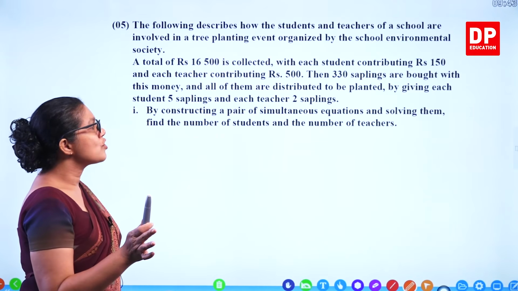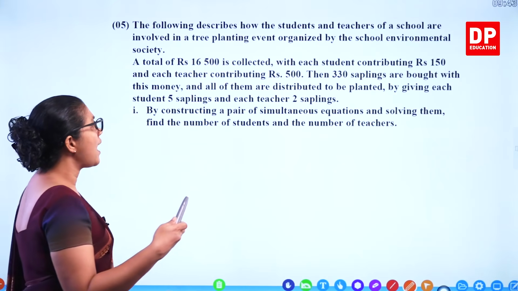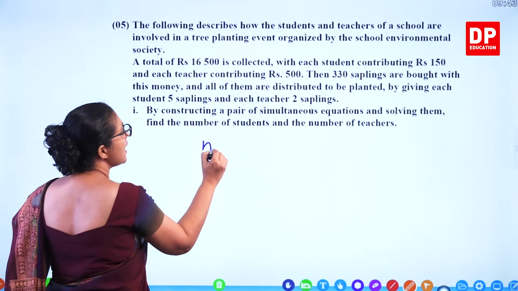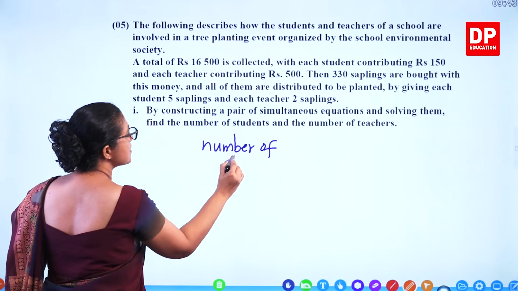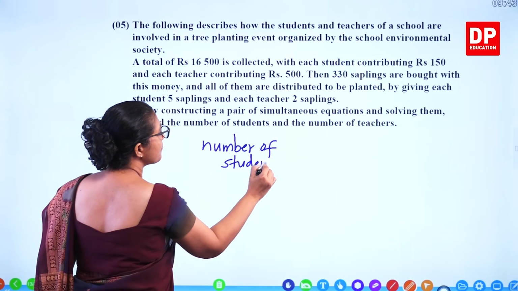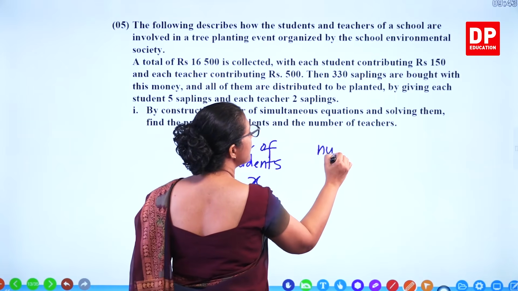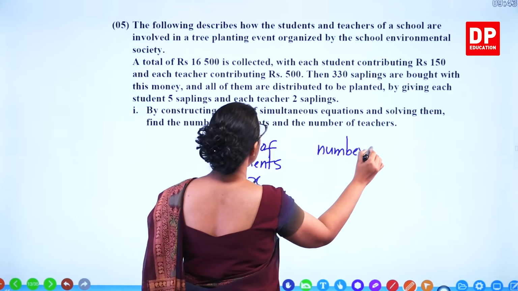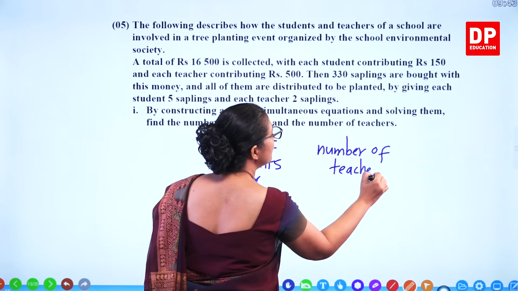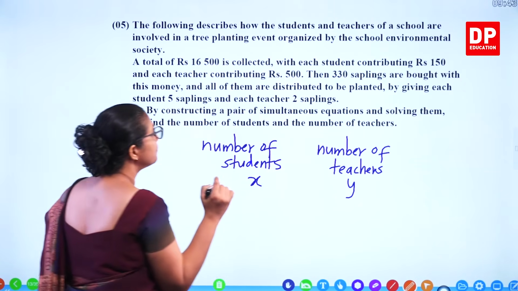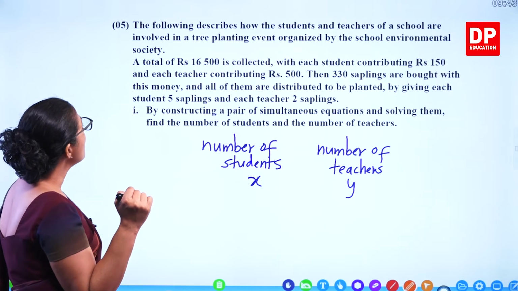So in this question, you are not given what is x and what is y. So you can define that. We'll take the number of students as x and the number of teachers as y. You can take it the other way around as well. Now we'll read again and try to construct the equation.